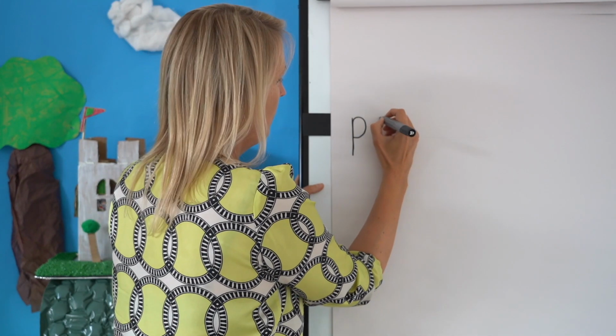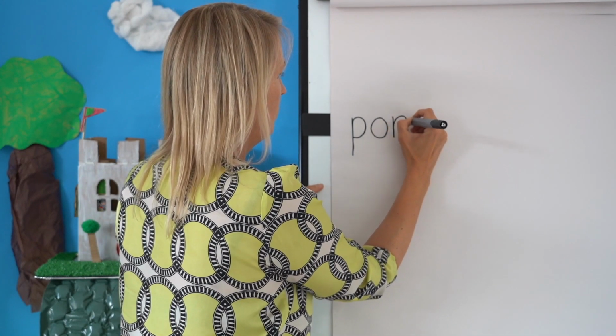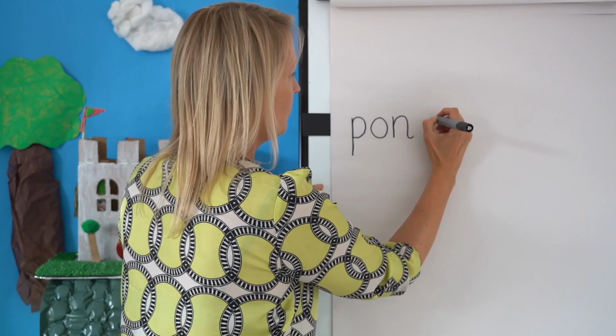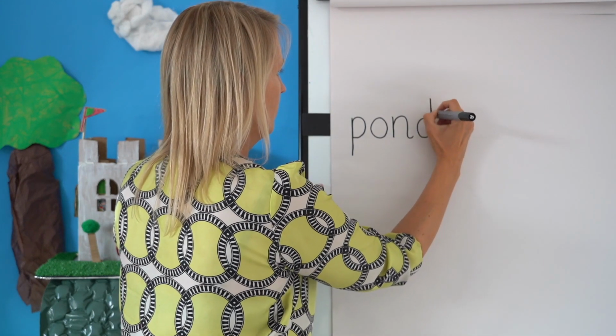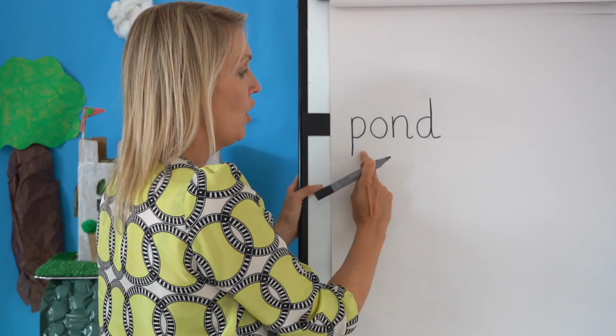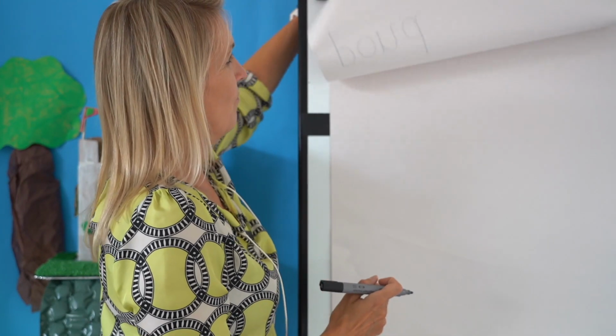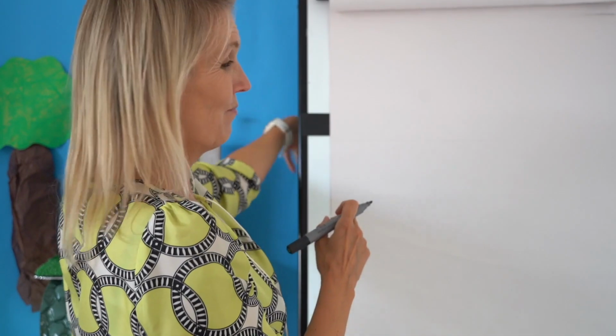P, o, n, d. P, o, n, d. Pond. Let's hide the word. Say the word. Say the sounds. Write them down. That's quick for you, that one, I think.